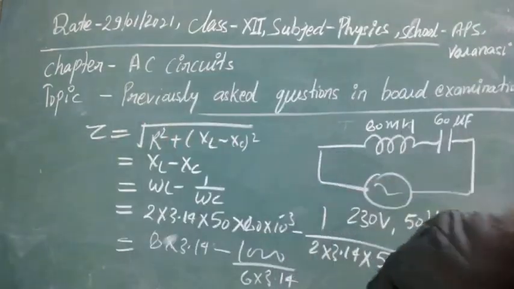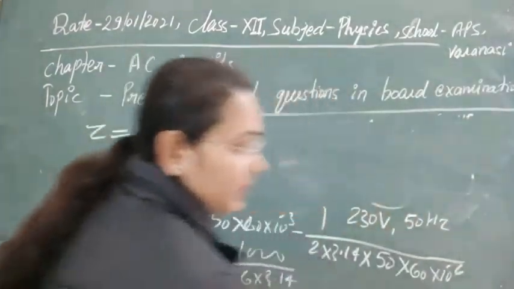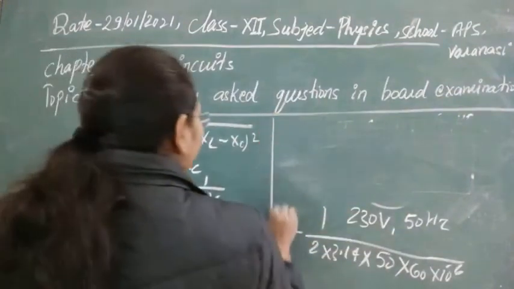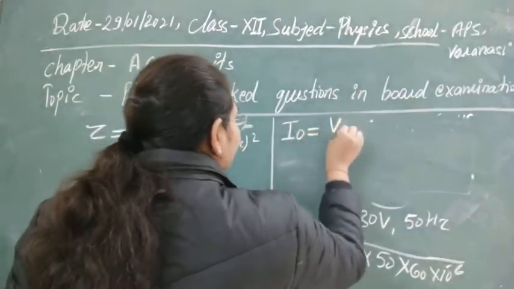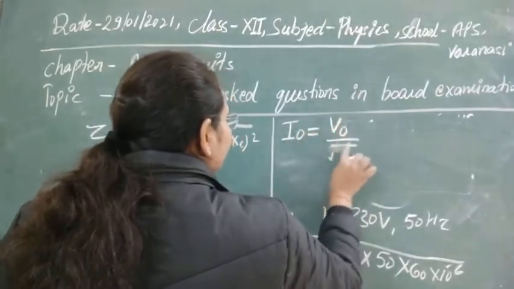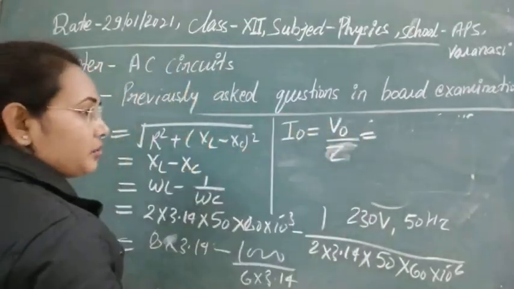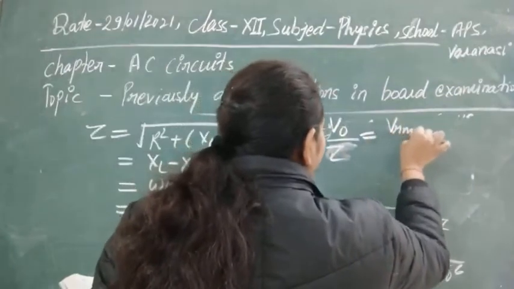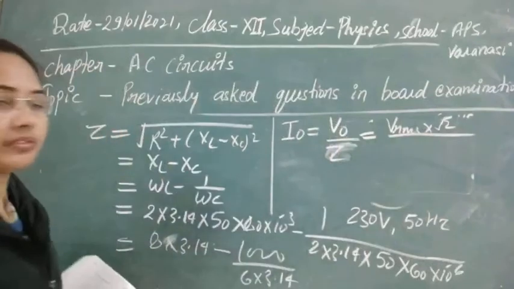I told you this before, in the case of the inductive resistive circuit. For the maximum value of current, this is given by the maximum value of voltage divided by impedance. The maximum value of voltage, you know, you can easily find as Vrms into root 2 here. Clear?